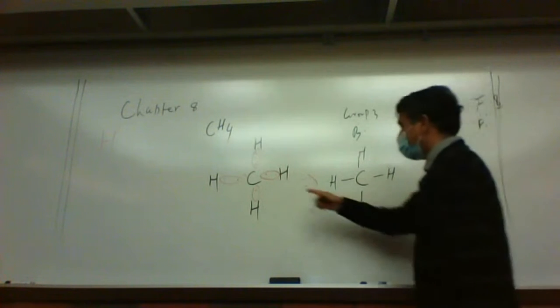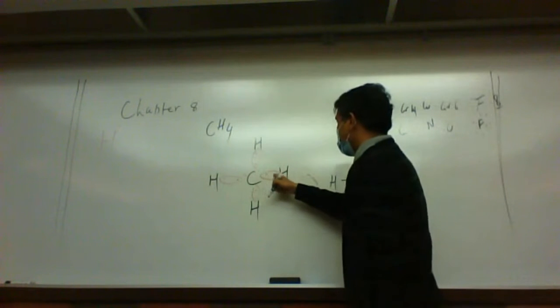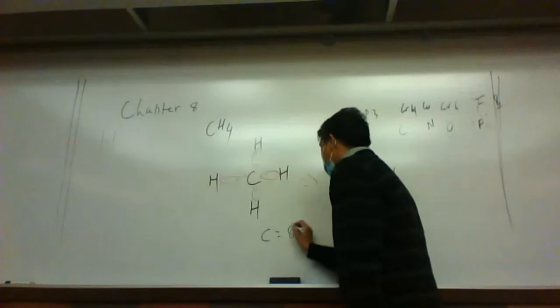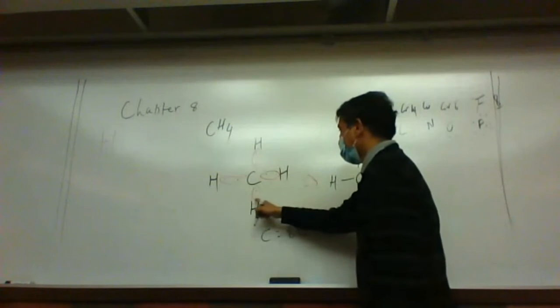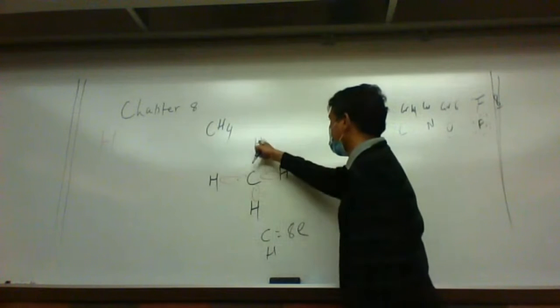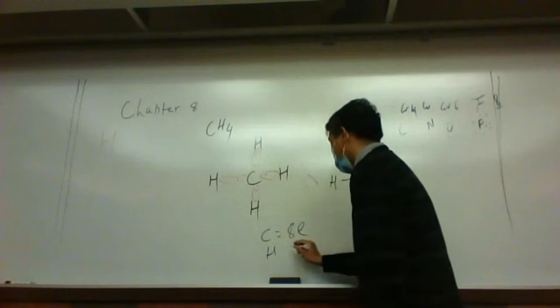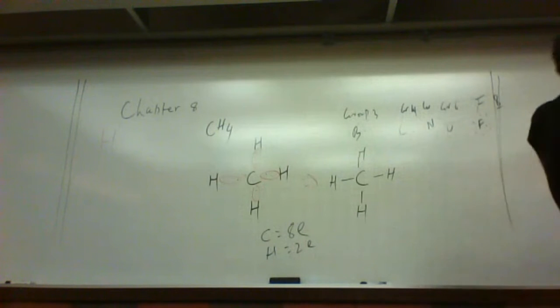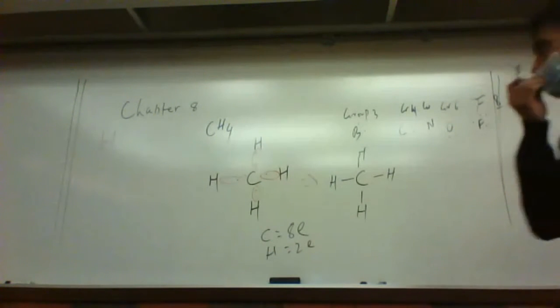So count the electrons. Around carbon, how many electrons now? 1, 2, 3, 4, 5, 6, 7, 8. Carbon has 8 electrons. How many electrons does hydrogen have now? This hydrogen has 2 electrons, this also has 2 electrons, this hydrogen has 2 electrons, this hydrogen has 2 electrons. So all other elements try to have 8 electrons around them, and hydrogen tries to have 2 electrons around it. And if that is the case, the structure we write is good. Make sense? Good.